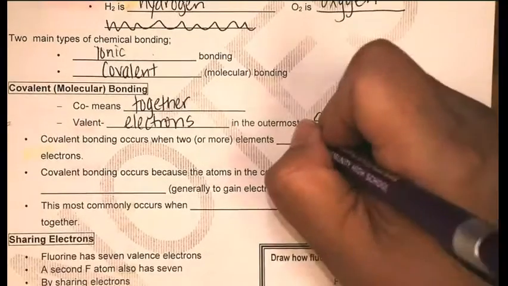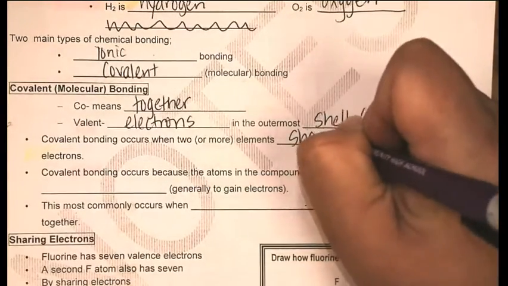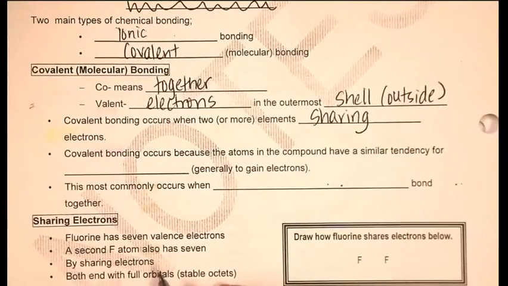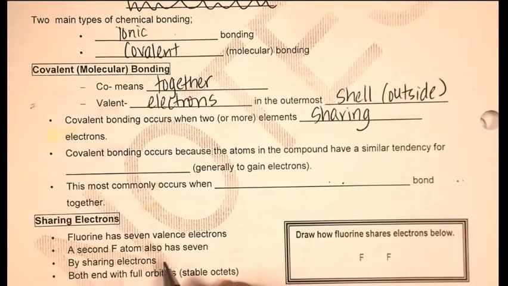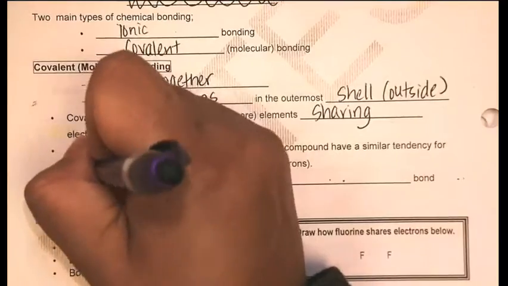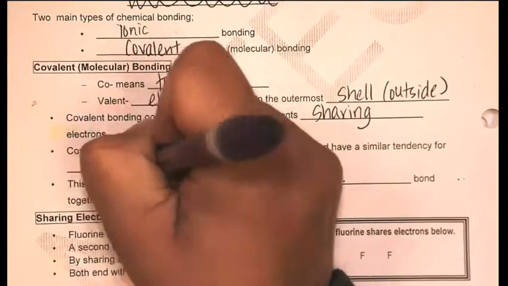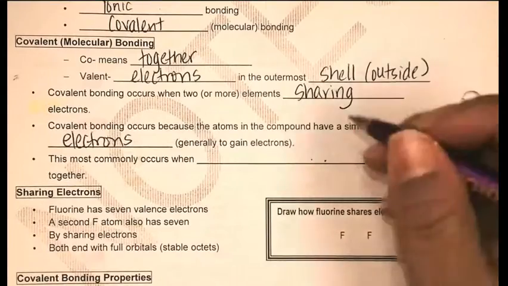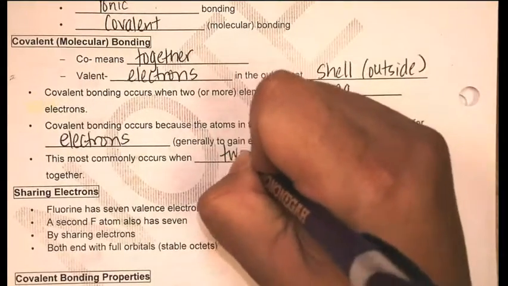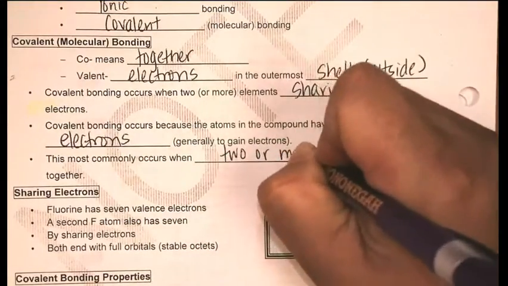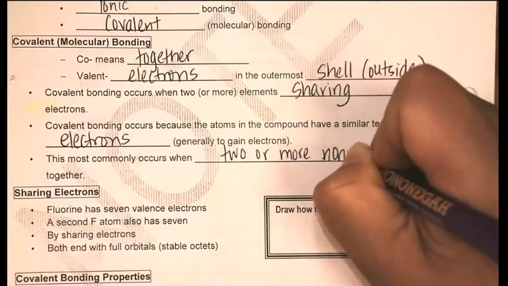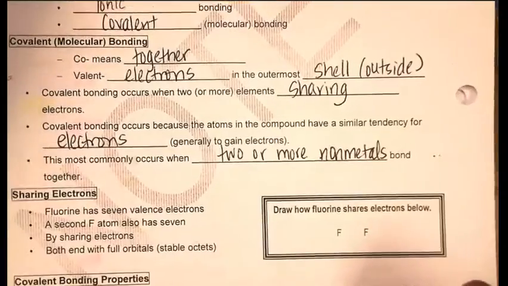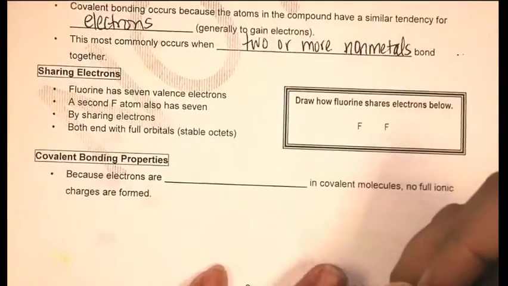The elements are sharing. Covalent bonding occurs because the atoms in the bond, or in the compound, have a similar tendency for electrons, and that means that they're going to gain electrons. This is going to happen when two or more nonmetals bond together. So here, sharing of electrons, F2.